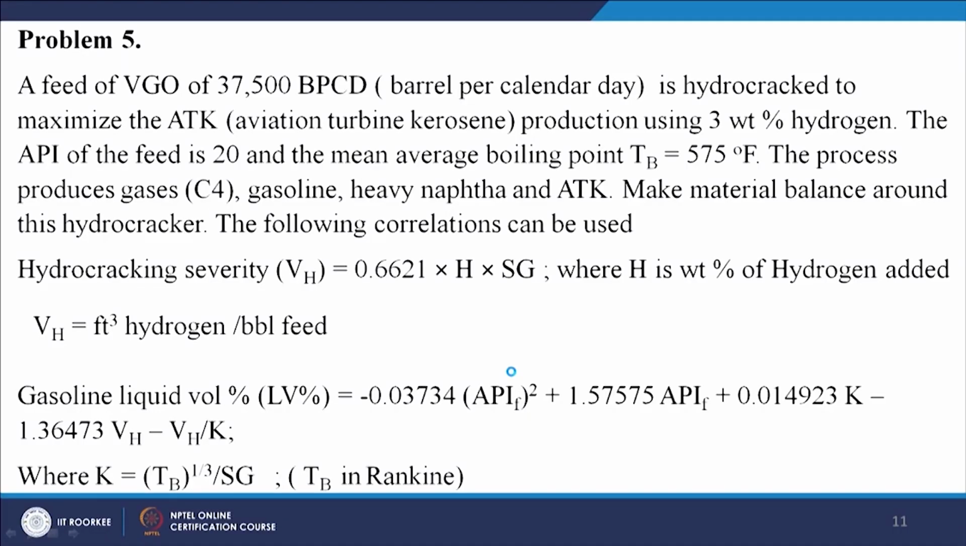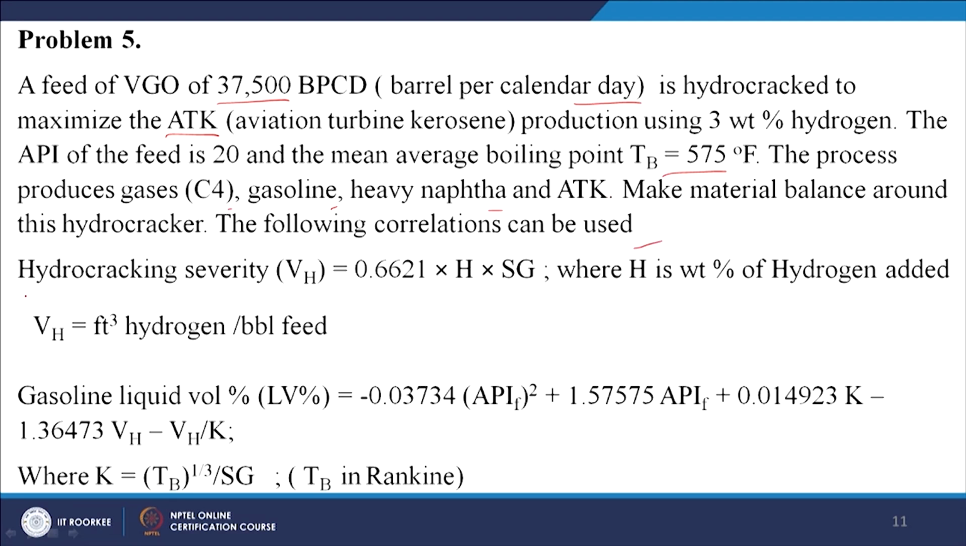Our next problem is a feed of VGO of 37,500 BPCD, that is barrel per calendar day, which is hydrocracked to maximize the ATK, aviation turbine kerosene production, using 3 weight percent hydrogen. The API of the feed is 20 and the mean average boiling point, TB, is equal to 575 degree Fahrenheit. The process produces gases, gasoline, heavy naphtha and ATK. Make a material balance around this hydrocracker; the following correlations can be used.